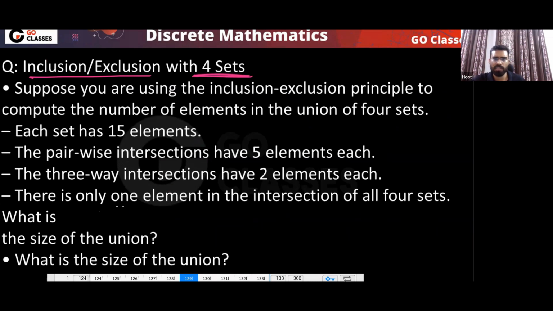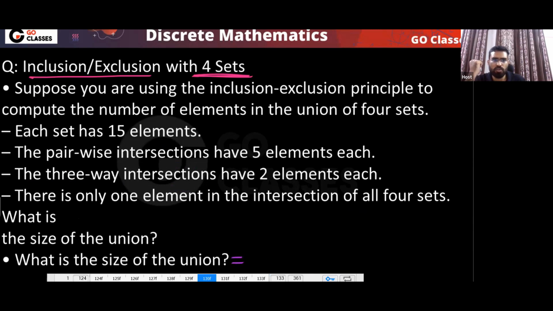So tell me the answer quickly. Take the copy pen and tell me the answer. Complete detail is given to you. Every set has 15 elements. The pairwise intersection has 5 elements each. The three-way intersection has 2 elements each. And there is only one element which is in intersection of all of them. So what will be the answer?